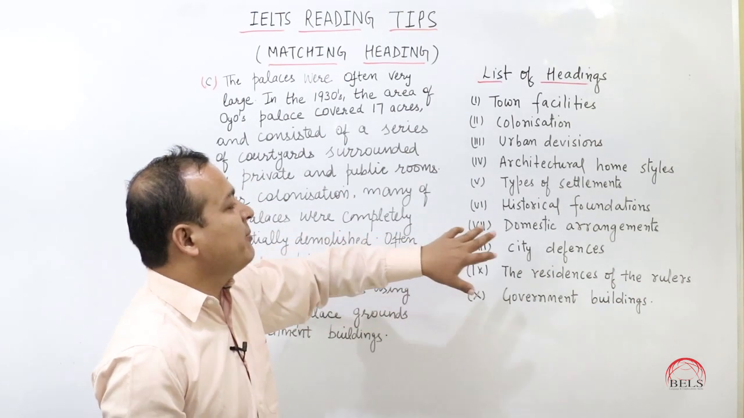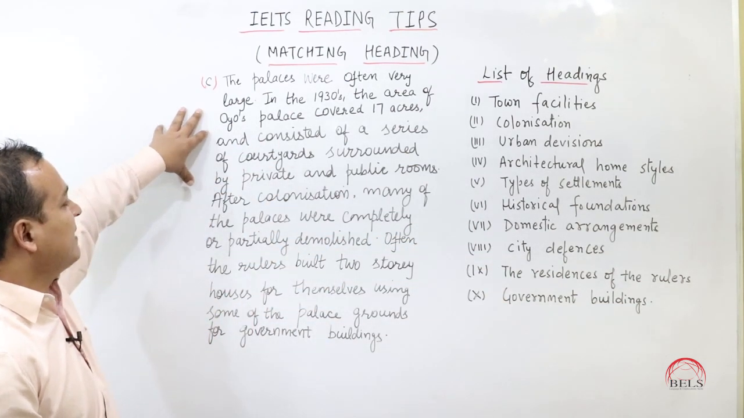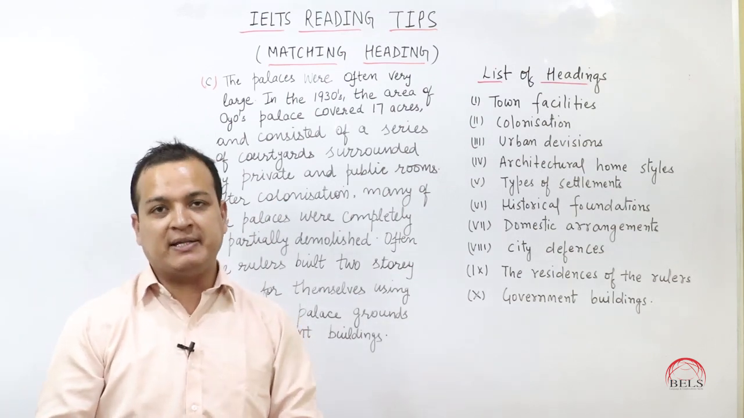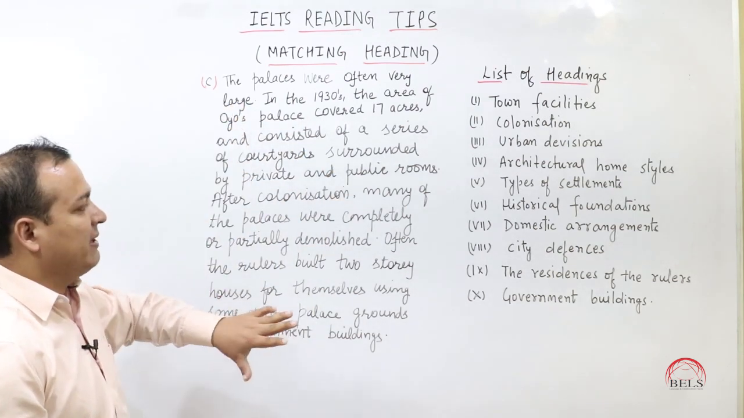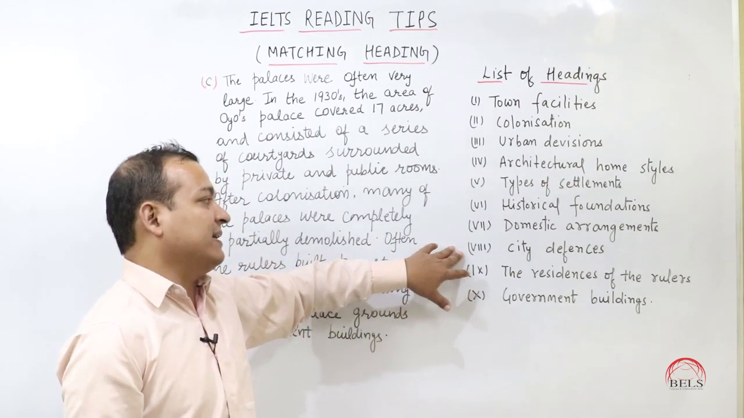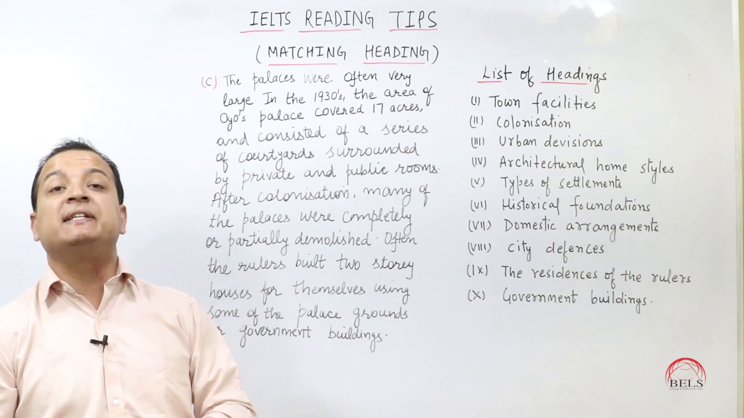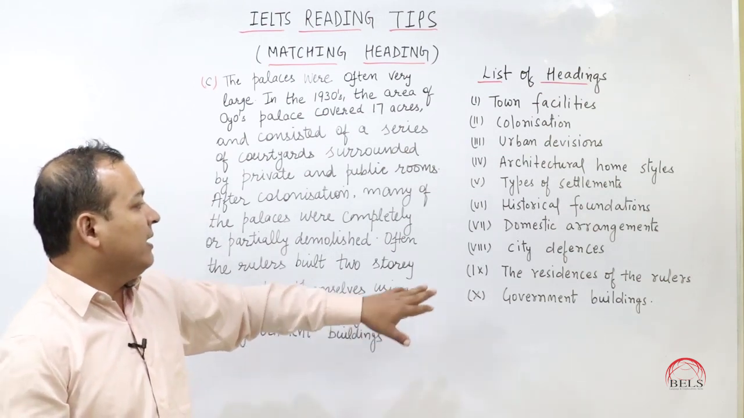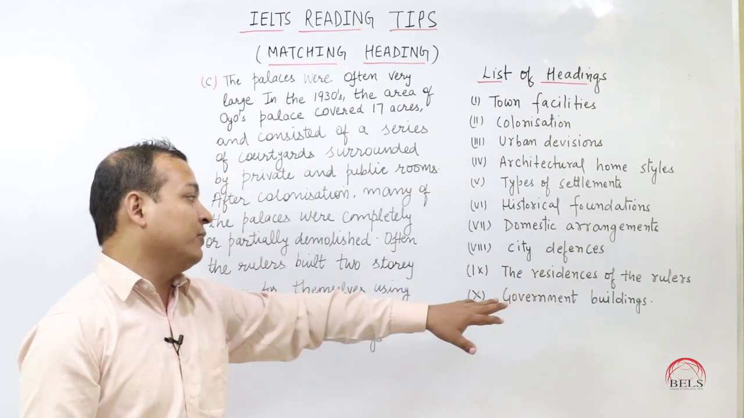Then seventh one is domestic arrangements. If you see this, there is nothing mentioned about the domestic arrangements, guys. If you read the starting and last part, they have not mentioned anything about the domestic part. Now city defenses, they are again not talking about the city defenses in this one. Ninth one is the residences of the rulers.